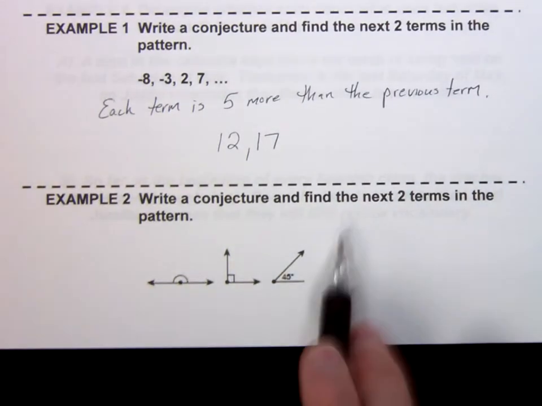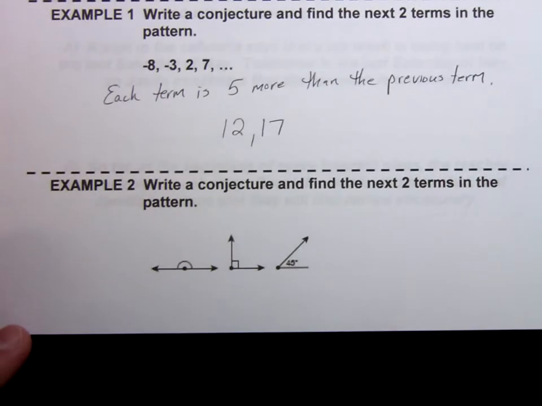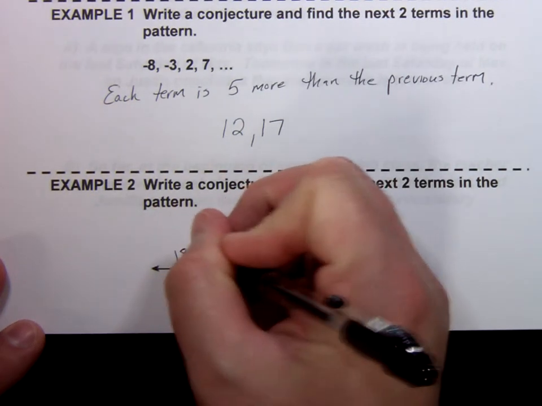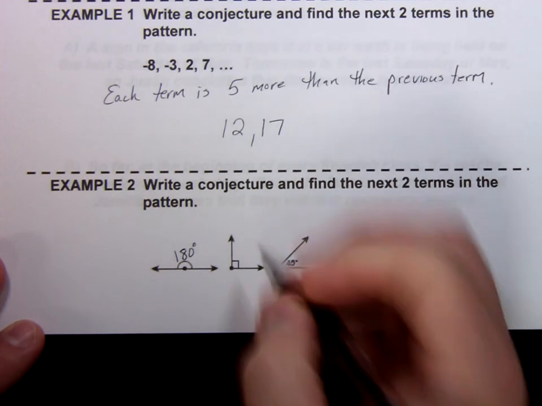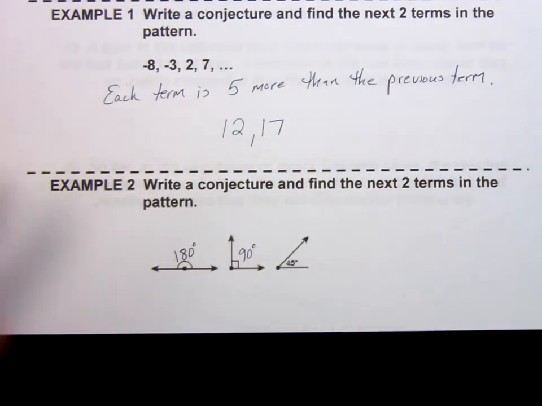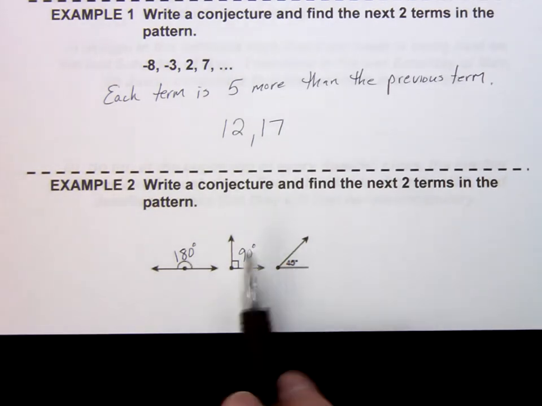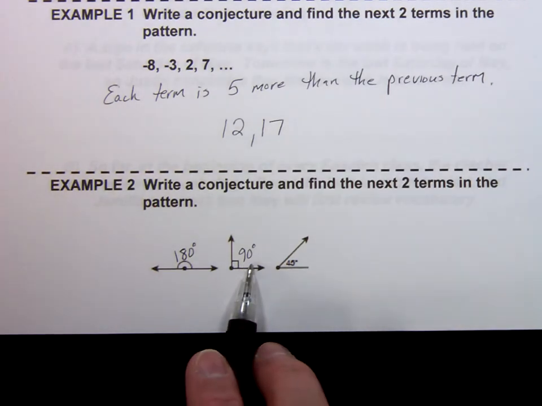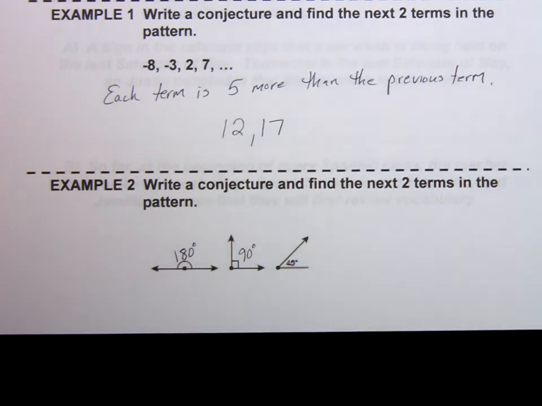Alright, write a conjecture and find the next two terms in the pattern on example 2. So this is a straight angle, so that's 180 degrees. This is a right angle, which is 90 degrees. And right here we have a 45 degree angle. So we want 180, 90, 45. So the pattern you should see happening is that each angle's measure is half of the previous angle's measure. We're dividing the previous measure by 2 to get to the new angle.